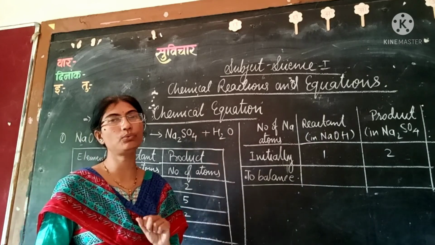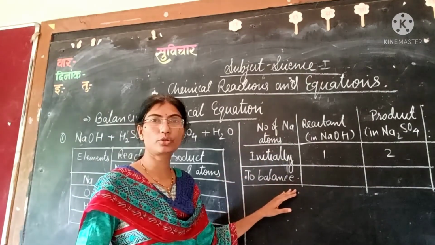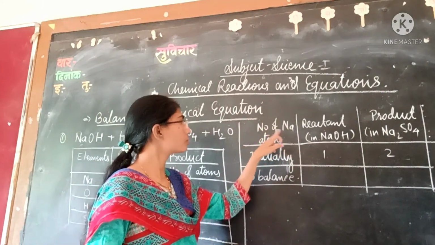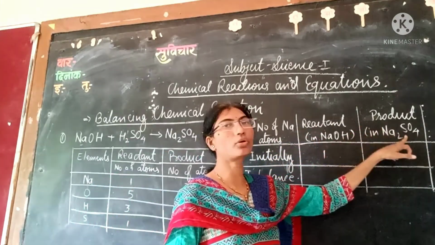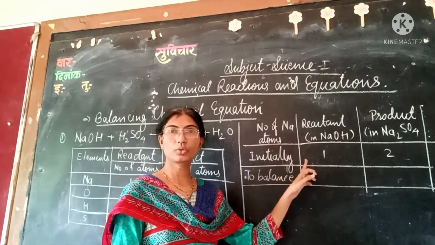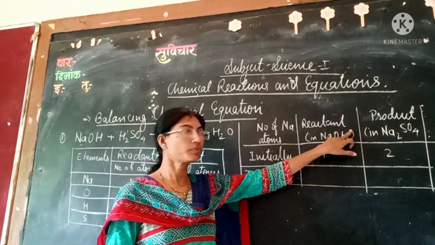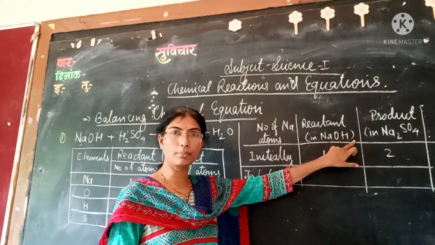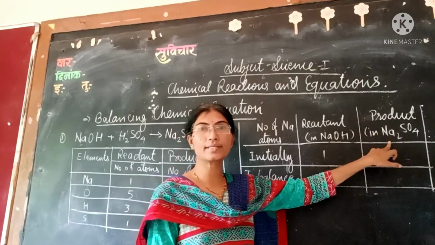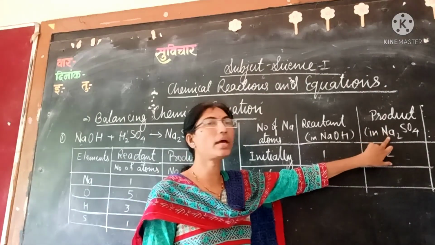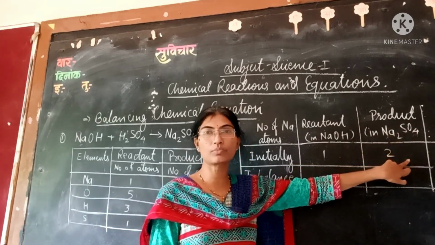And for that again we have to make a table or a chart. Let's see here. In this chart, what you have to do is write the number of sodium atoms, then how many sodium atoms are on the reactant side and how many are on the product side. Initially, on the reactant side, in sodium hydroxide the number of sodium atoms is only 1. Now on the right hand side, meaning the product side, the compound of sodium is sodium sulfate, Na2SO4. So here the number of sodium atoms is 2.